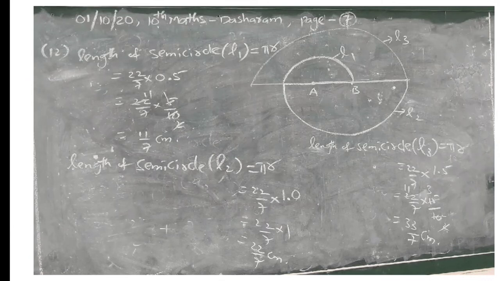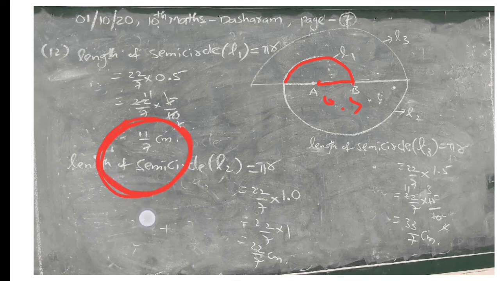So first here I am taking the centre A. With the centre A, radius is how much? 0.5 centimetre. Drawn one semicircle. So this is a semicircle, it is l1. So what is its length? Let's find out. Actually this is called a circle, and here this is the length, the circumference. The circumference formula is 2 pi r.